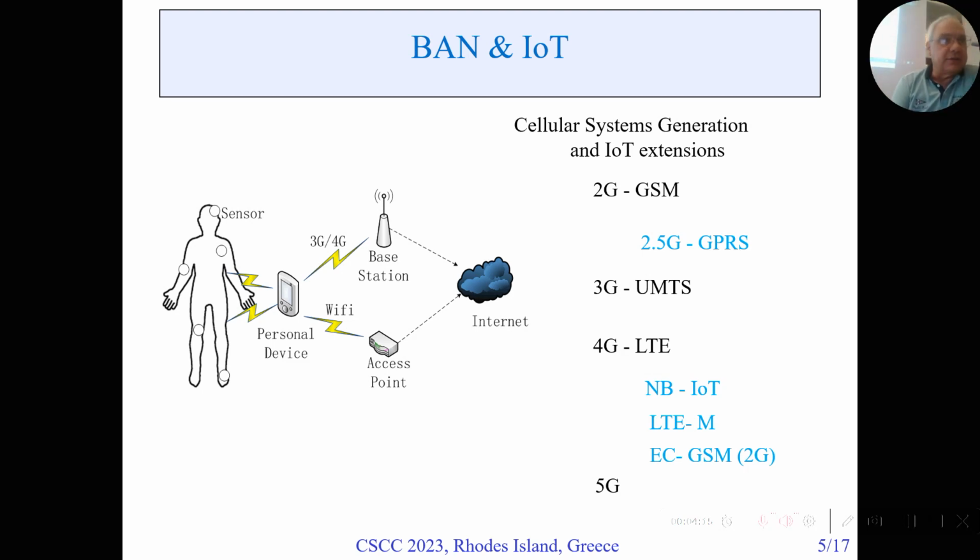There is another possibility, of course, which is to transfer the data from the watch or from the body area network with a specific radio access system, which can be Wi-Fi, Bluetooth, or other proprietary systems, and from the access point to transfer the data to the internet. Of course, the best solution is to have a direct link from the body area network to the cellular network.